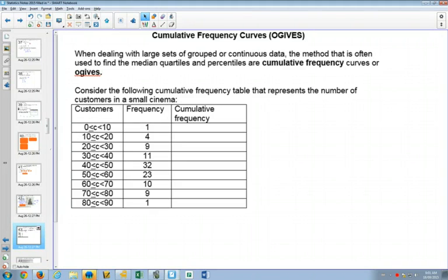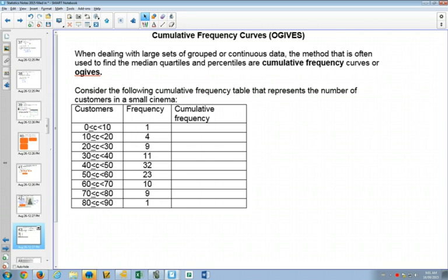So when you have a large set of data that's grouped and continuous, what we use is a cumulative frequency curve to understand the data and to get information from the data, to find quartiles, to find our median, to find different information. And it's a good way to get a sense for what's really happening with the data.